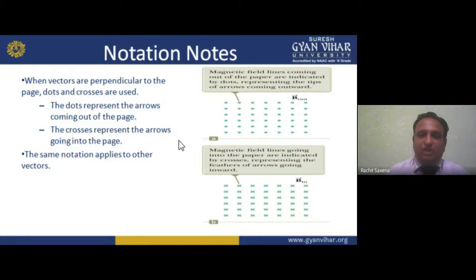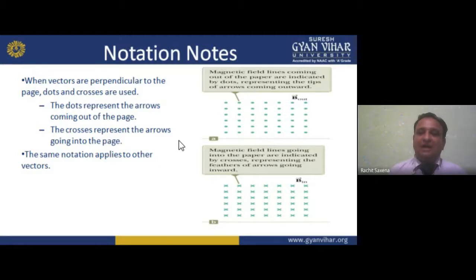I am using the dot, it means I am talking about the output. So dot represents the arrow coming out of the page and cross represents the arrow going into the page. The same notation applies to other vectors. If I'm talking about the paper, and B is there, we can use this notation for the other vectors also, direction based particles also.